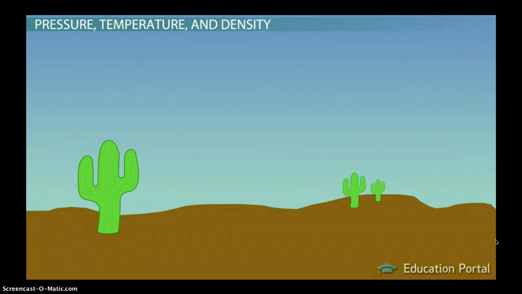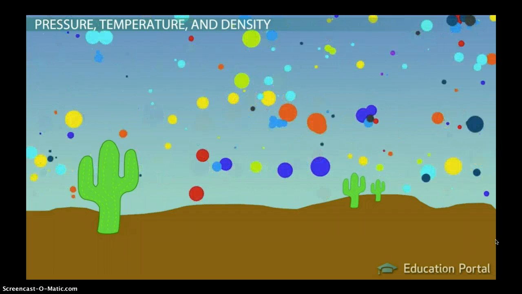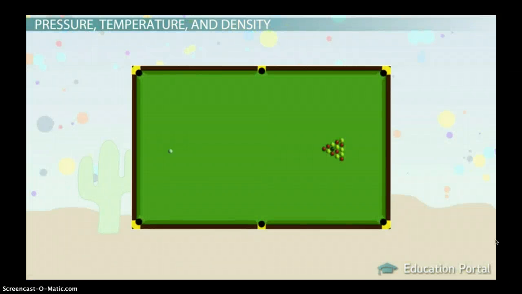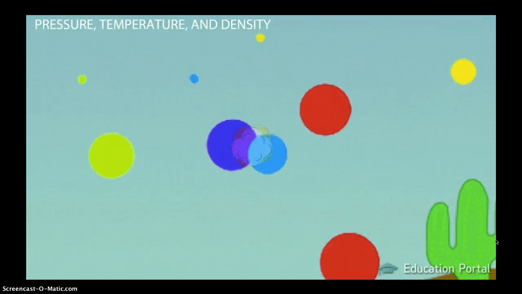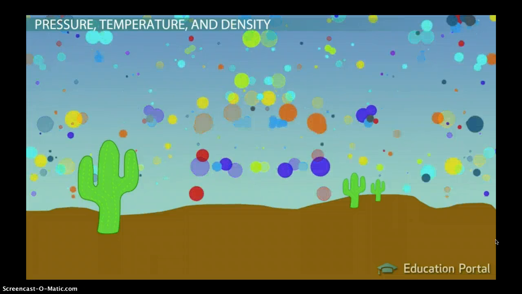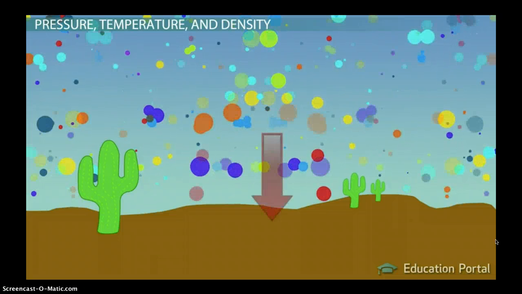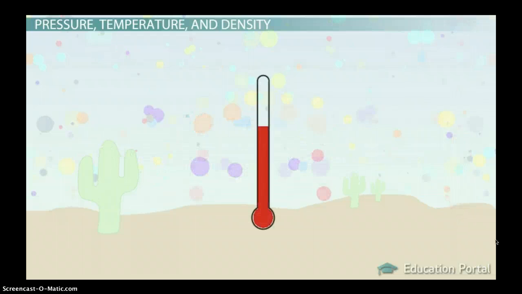Let's look at air pressure first. Though you can't see them, air is a cocktail of molecules that fly around and bump into each other. Think of the molecules as billiard balls. As they bump into each other, they push each other around. You aren't going to notice one molecule bumping into another one, but if you add up all these tiny collisions and pushes, you might start to feel it. These molecules also have weight, and between the weight of the air pushing down and the collisions between molecules, we get air pressure.